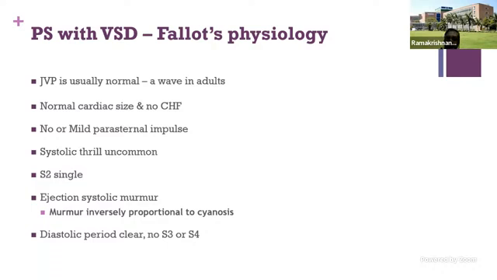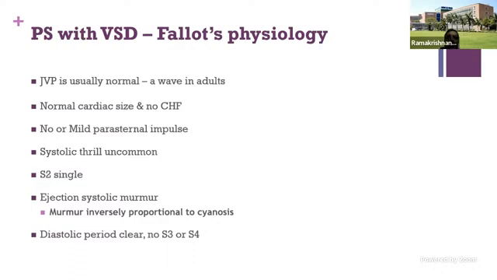An ejection systolic murmur is there, and it is generally a soft murmur, 2/6, peaking in the early or mid part of systole. And the murmur is inversely proportional to cyanosis. And no S3, no S4. So I told you, the common auscultatory finding of tetralogy is nothing. Going through one by one, the common findings will be a prominent A wave in the JVP in an adult with tetralogy, a single S2, and a soft murmur. That's all you can have.